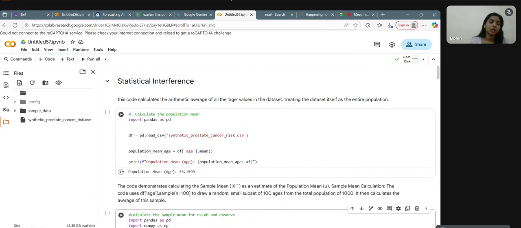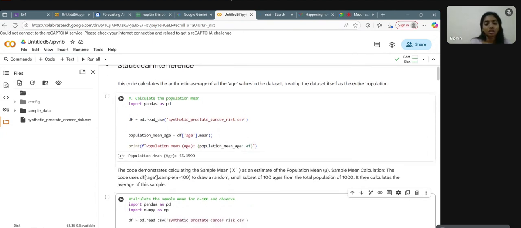Today, I will be demonstrating statistical inference. Before moving on to the questions, I would like to tell what statistical inference is. It is a branch of statistics that uses data from a random sample to draw conclusions or inferences about a much larger population. Let's move on to the questions.